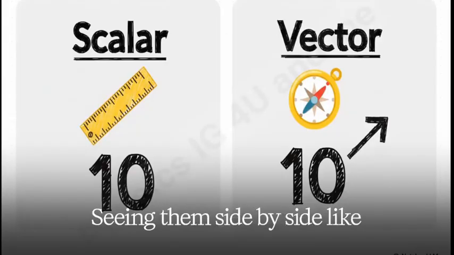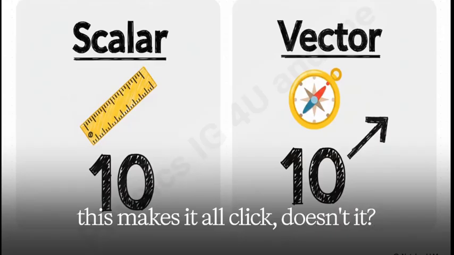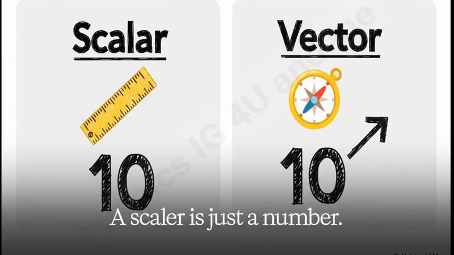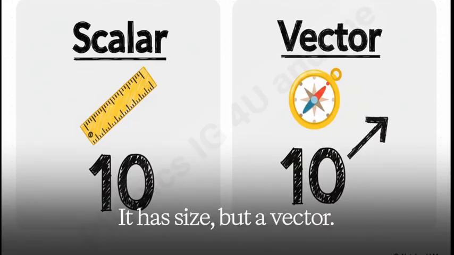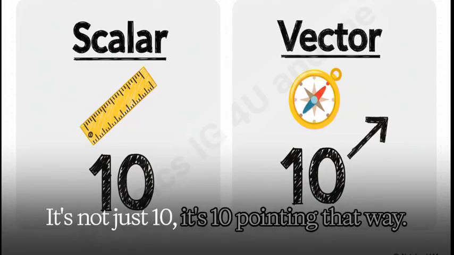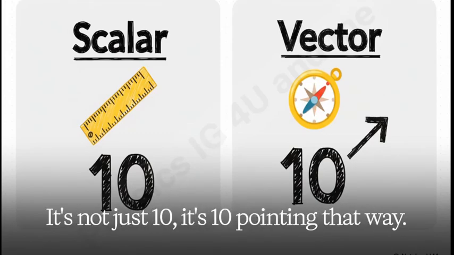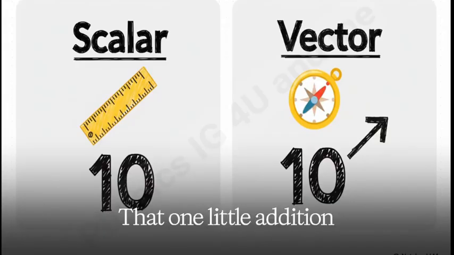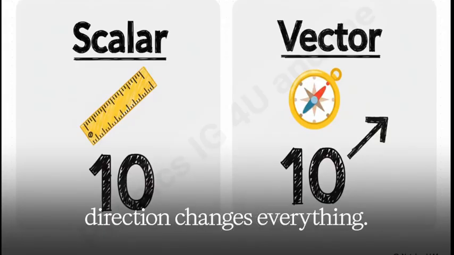Seeing them side by side like this makes it all click, doesn't it? A scalar is just a number. It has size. But a vector? Well, a vector is like a number with an arrow attached. It's not just 10. It's 10 pointing that way. That one little addition, direction, changes everything.